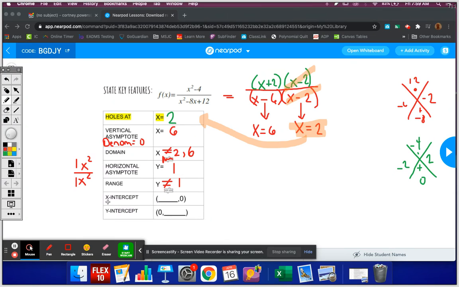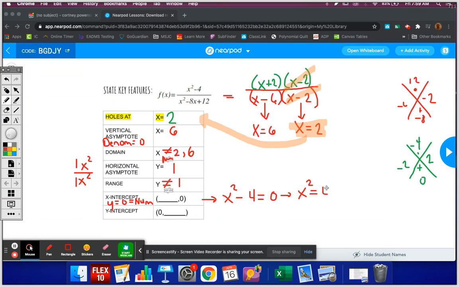And then for intercepts, we're just asking, how can I make the other variable 0? How can I make y equal 0? We can either set y equal to 0, or a quick way is, I have a fraction. The only way a fraction can equal 0 is if the numerator is 0. So I'm just going to let the numerator equal 0. That's our quick way. The numerator is x squared minus 4. Set it equal to 0. I end up with x squared equaling 4.